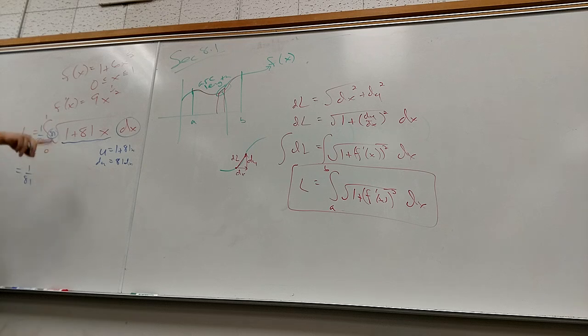I don't normally change these limits, but I don't know if you guys change these. Some of you guys do, some of you guys don't. So when x is 0, u would be 1. When x is 1, u would be 82. You guys see that? 81 dx is du. And then square root of u, so u to the 1/2.